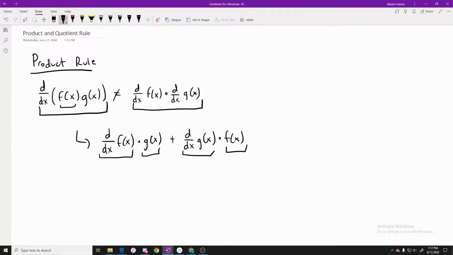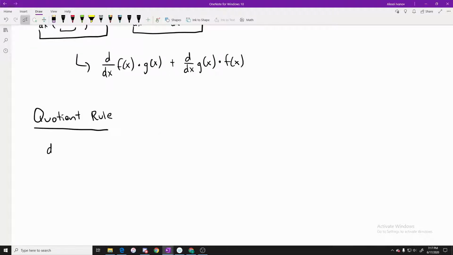So that's the product rule, and essentially it's just a formula. There is a mathematical proof to it again, but this right here is important to know because it looks a lot like what we used to do with the sum rule and the difference rule, but it does not apply for the product rule.